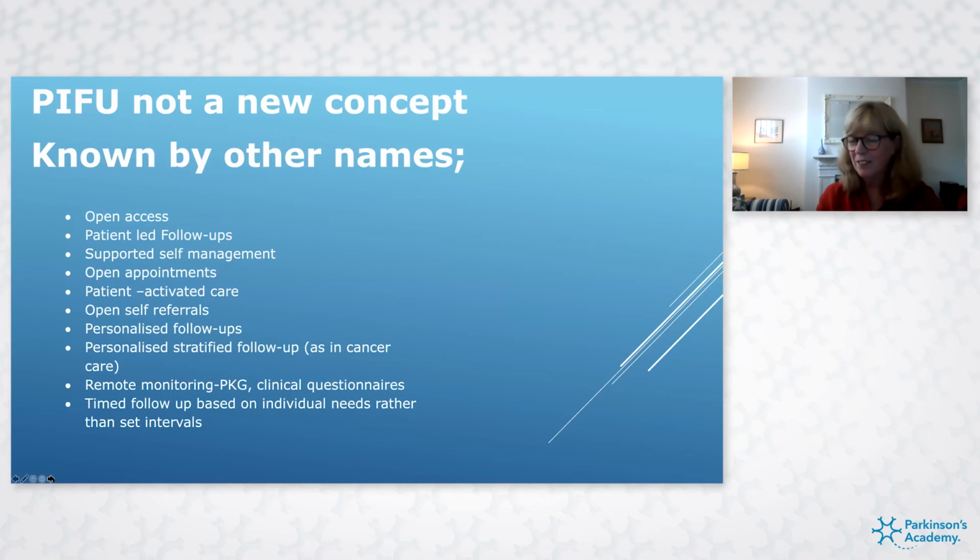As we know, Parkinson's is complex. It's not set intervals. People fluctuate. And perhaps we need to look at a model that's going to fluctuate with the condition and with people with Parkinson's.